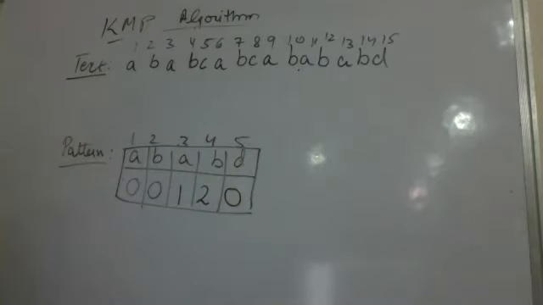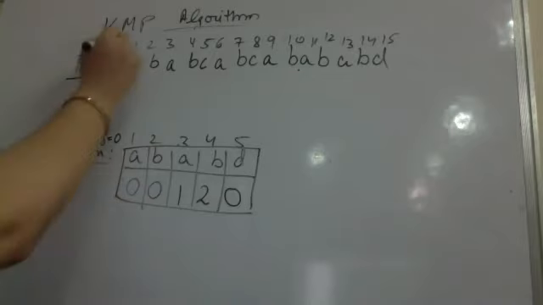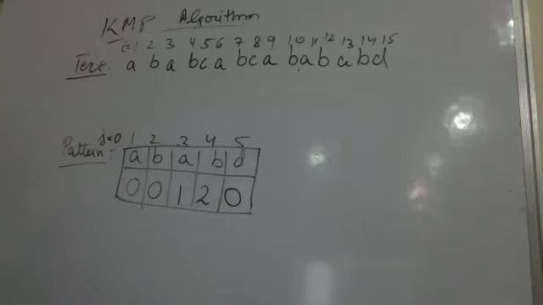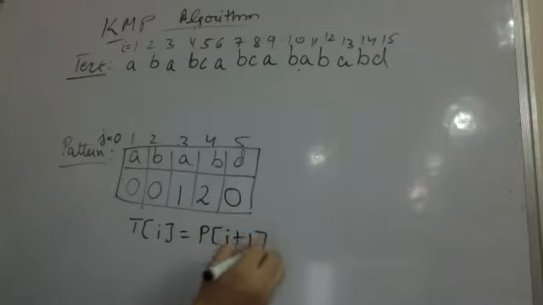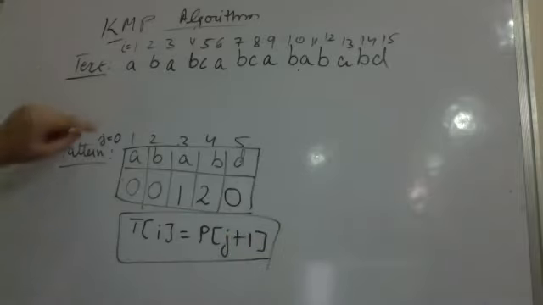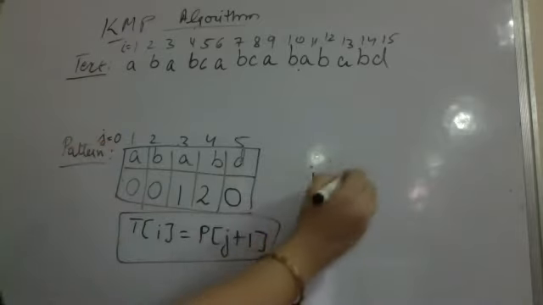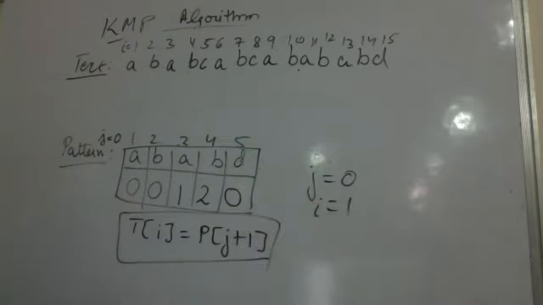Now, in my algorithm, I begin j with 0 and I begin I with 1. And I check whether text of I is equal to pattern of j plus 1. This is the condition I check. j is 0 initially, I is initially 1. So I am checking text of 1 is equal to pattern of 1.